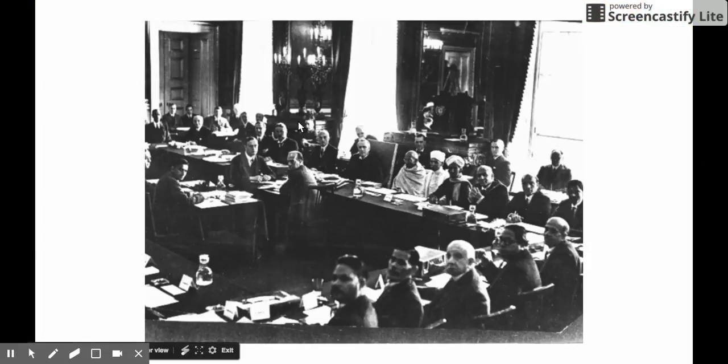Here's a picture of the group of men who created the Government of India Act. You can see Gandhi right here. And a lot of British and Indian people got together to get this Government of India Act passed.